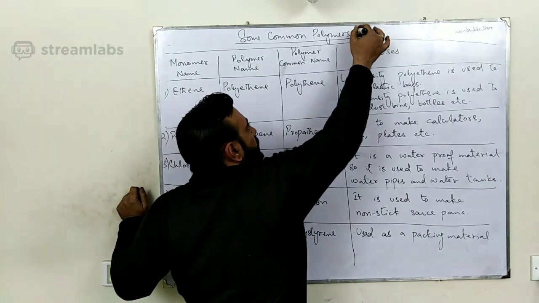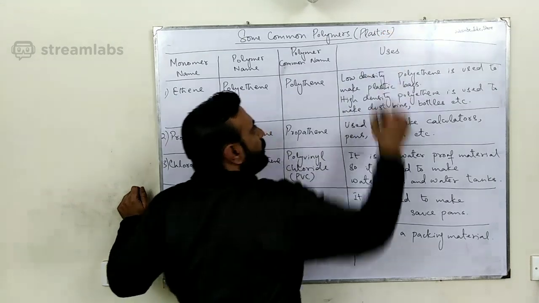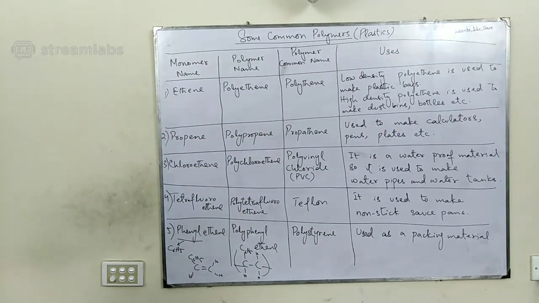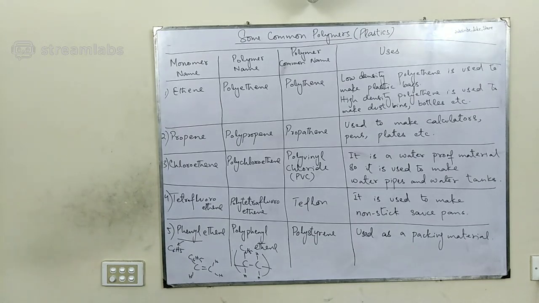These addition polymers are also called plastics. These are all plastics. I'll give you a few seconds to note this down, then I will move ahead.